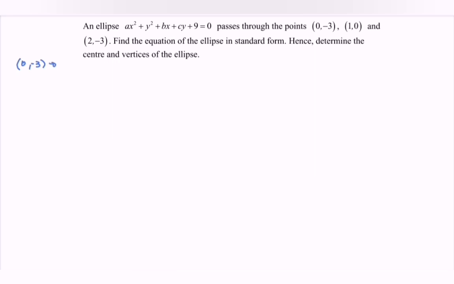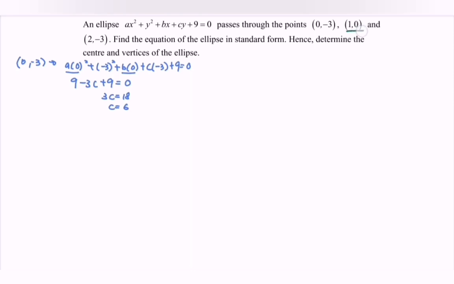So in here we have a(0) squared plus (-3) squared, plus b(0), plus c(-3), plus 9 equals 0. So here we have 0, and then 9, then here we have 0, -3c plus 0 equals 0. So rewrite the equation. We have 3c equals 18, c will be equal to 6.